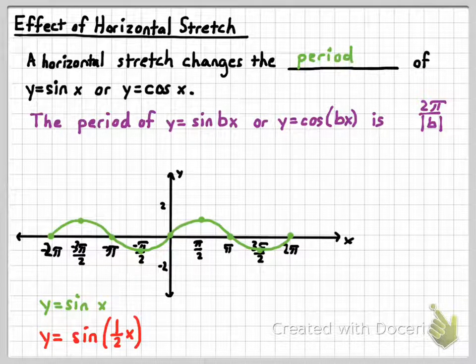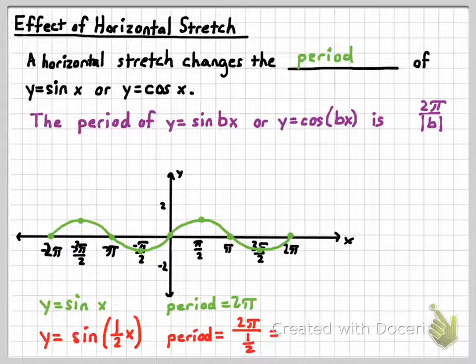Alright, so you've got the graph of y equals sine x there, and you know that the period of y equals sine x is 2 pi. What we're getting ready to do is graph y equals sine of 1/2 x. And since that's going to change the period, we need to calculate what the period of y equals sine of 1/2 x would be. And we're going to use this little formula over here to do that.